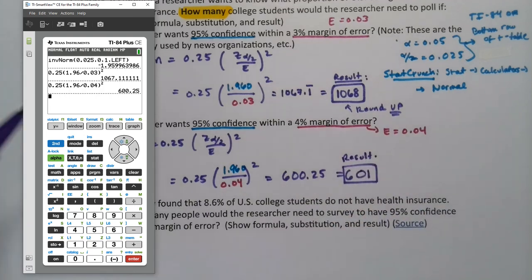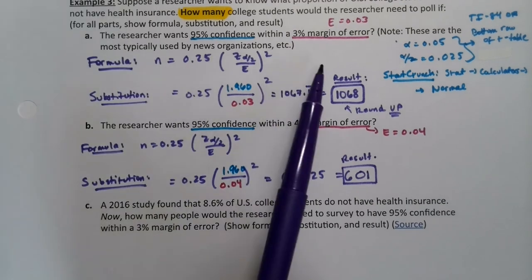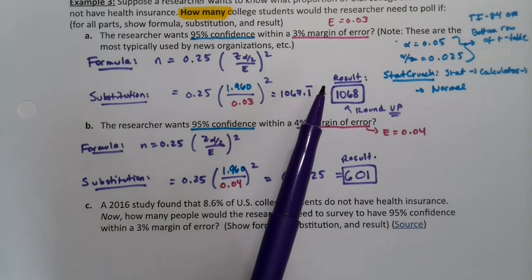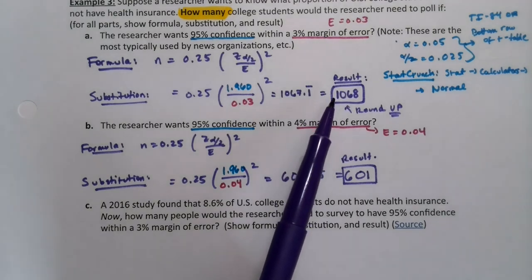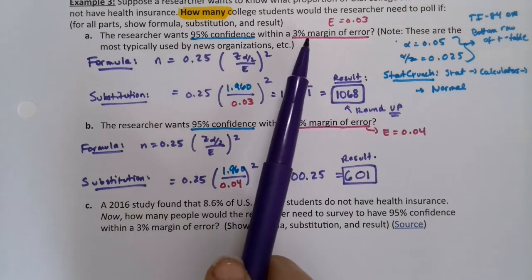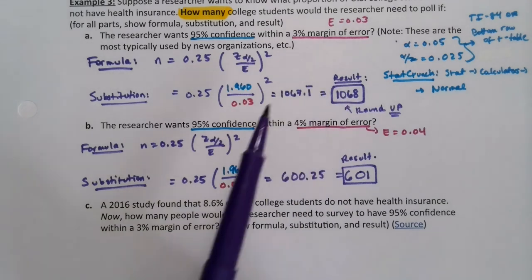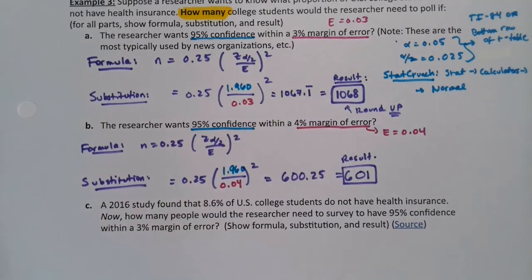Now you'll notice this top answer, by the way, the 1068, right about there, is what most polling companies and news organizations do. That's why they're always polling around 1,000 people, because they want 95% confidence and about 3% margin of error. And that's why a lot of surveys are about 1,000 people. They're doing this, just in case you're wondering.